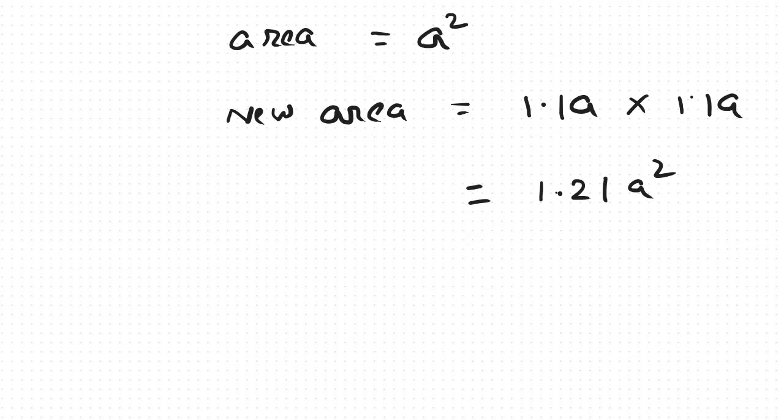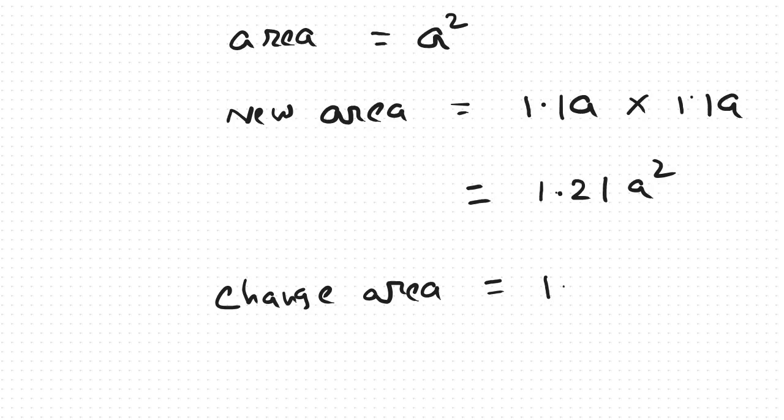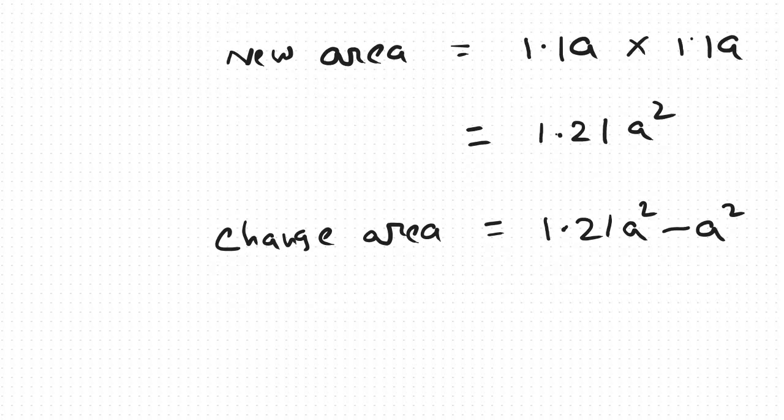So the change in area is 1.21 a square minus a square, which gives us 0.21 a square as the change in area.